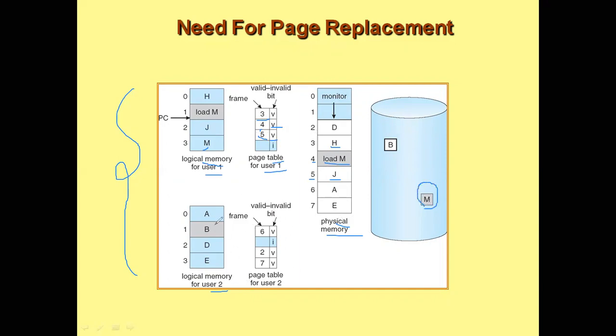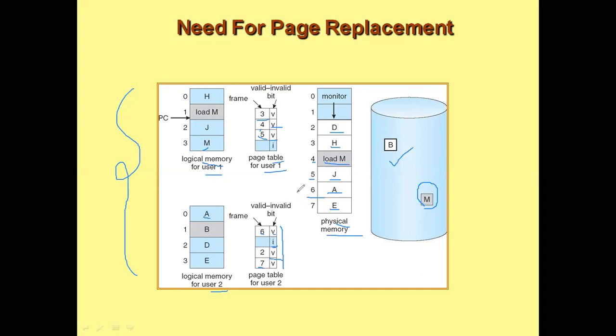Similarly, for user 2, A, B, D, E, there is a corresponding valid and invalid bit. For A, it is a valid bit, which means A is present in the main memory and its associated frame number is 6. What about B? B is set to invalid, which means B is not in the main memory. That is why it is invalid, but it is present in the secondary storage. D is valid and its frame number is 2, and E is also valid because it resides in the main memory and its frame number is 7.